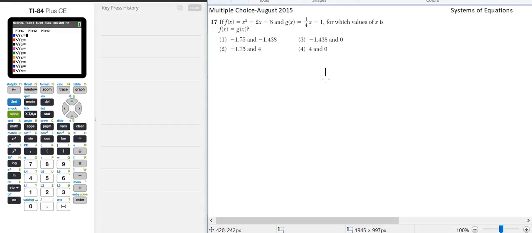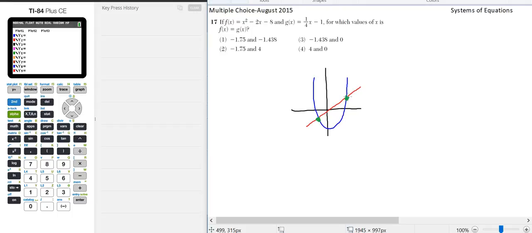So in the question, they tell us that we have a parabola and we have a line, and we want to know where these two graphs intersect. Because at these two intersection points, over here and over here, the f of x value, the value on the blue graph, is going to be equal to the g of x value, the value on the red graph.